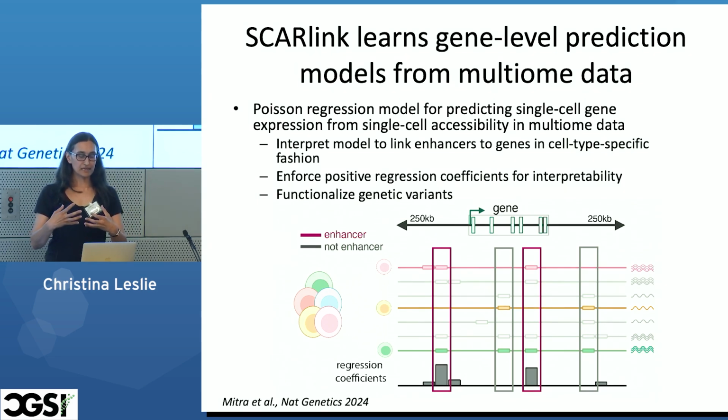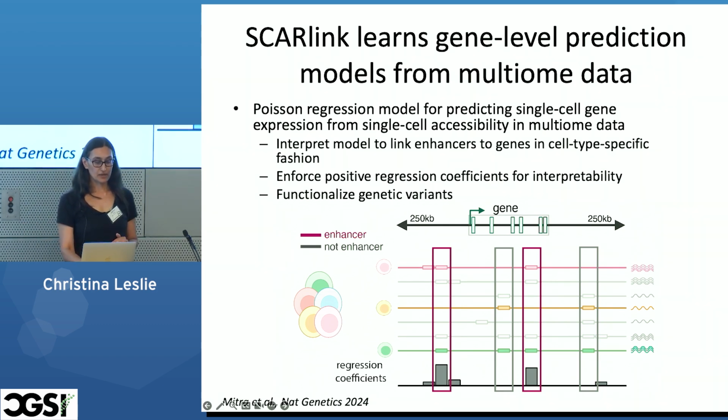If you have multi-ome data, so you have single-cell ATAC and single-cell RNA from the same cells, we learn a gene-level single-cell model where we're predicting the RNA expression of a gene from the single-cell accessibility. Okay, so the training examples are single cells. We're focusing on a single gene.